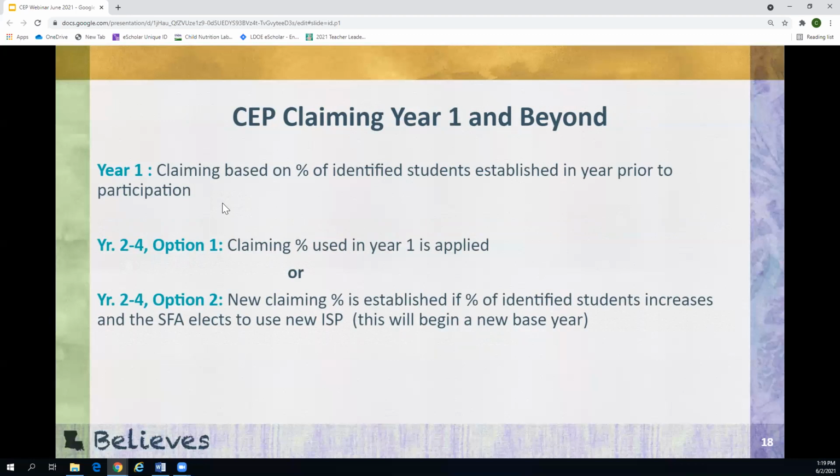So in year 1, the claiming is based on the percent of identified students that were established in the year prior to participation. And then from there, in years 2 through 4, you can either use the percentage that you obtained in year 1, or if it is the same or better in subsequent years, you can reestablish and start those 4 years over.